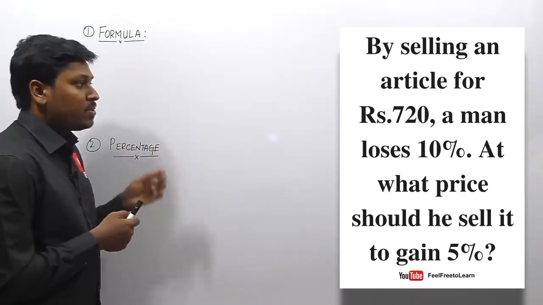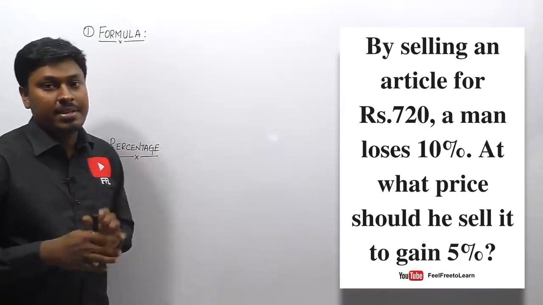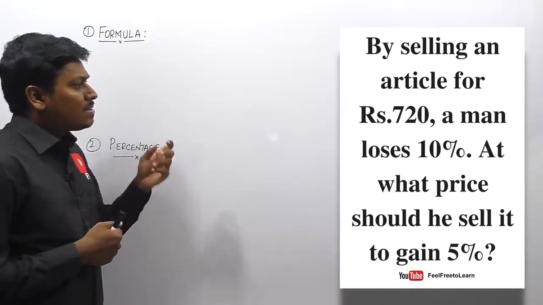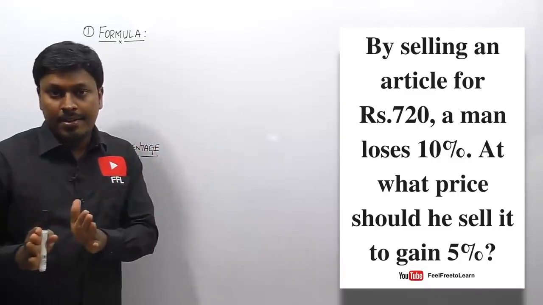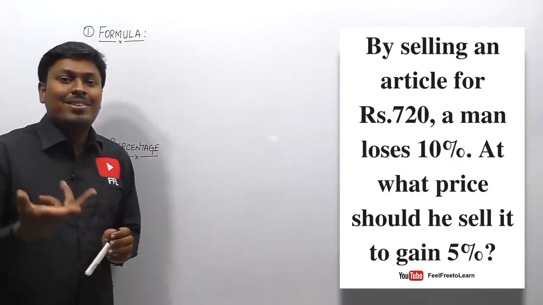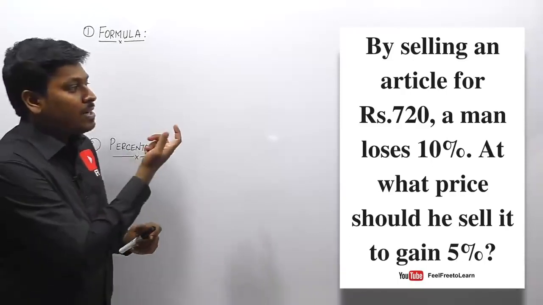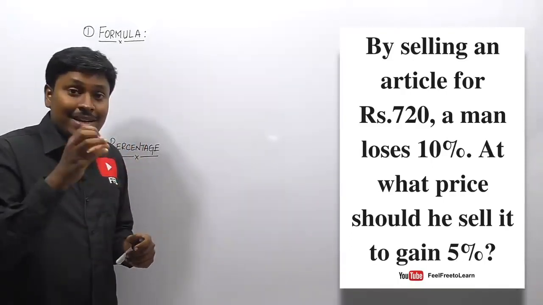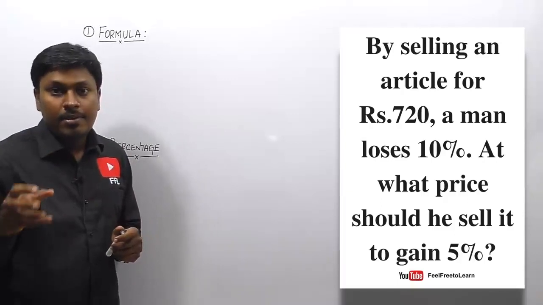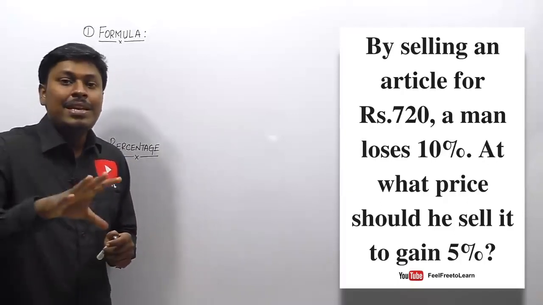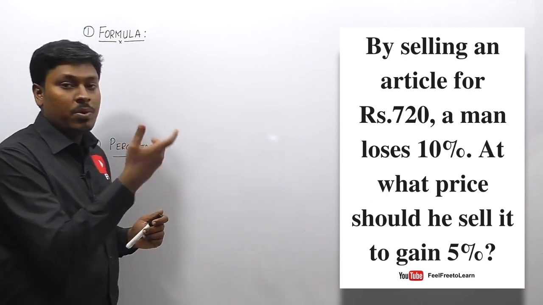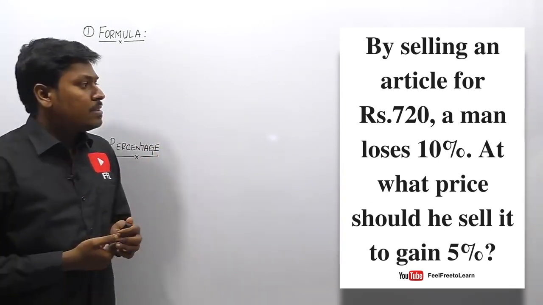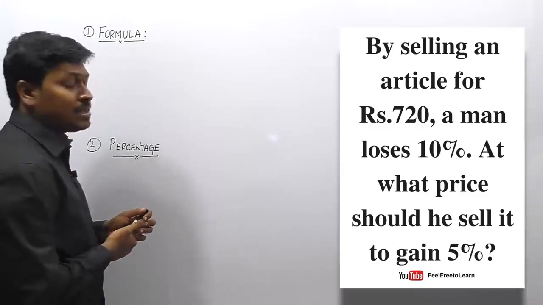Question number 8. By selling an article for rupees 720, a man loses 10%. At what price should he sell it for a gain of 5%? So friends, it's a simple question, but listen carefully. First of all, a man is selling an article for 720 rupees. After selling for 720, he found that it is a 10% loss. Now he decided to sell the same article for a 5% gain. So our target is to find the selling price of the article. So friends, first of all, let me solve this question by the formula method.